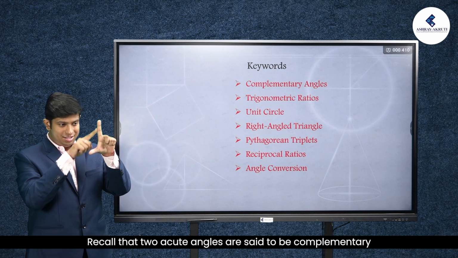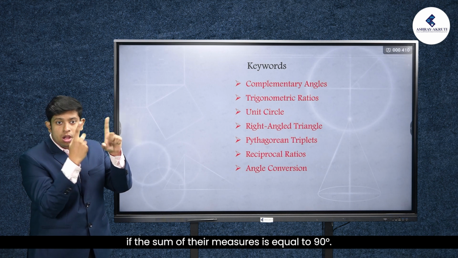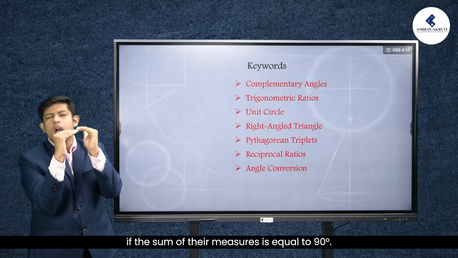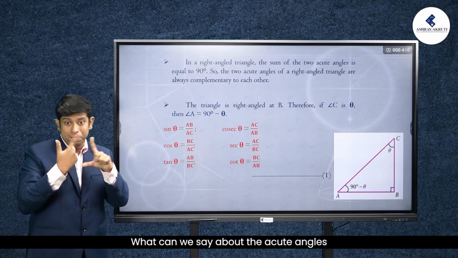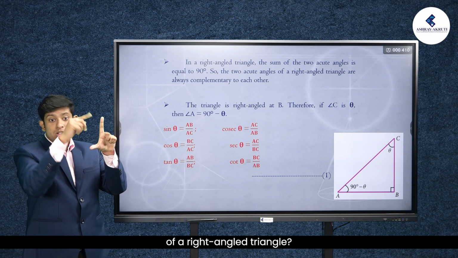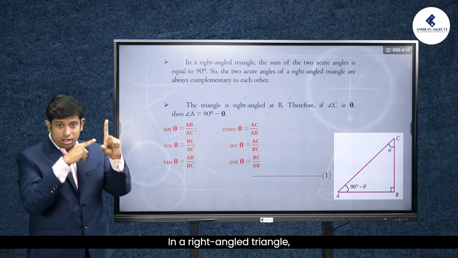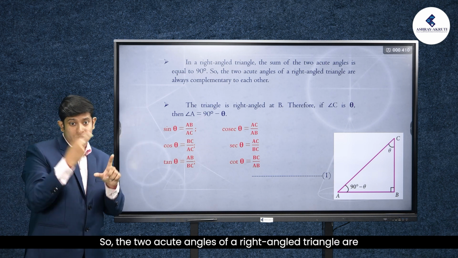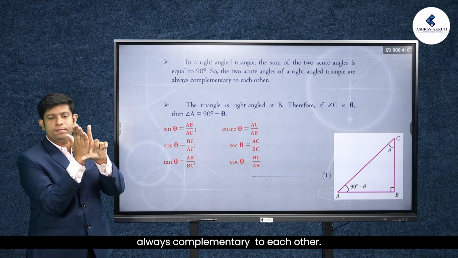Recall that two acute angles are said to be complementary if the sum of their measures is equal to 90 degrees. What can we say about the acute angles of a right angle triangle? In a right angle triangle, the sum of two acute angles is equal to 90 degrees. So, the two acute angles of a right angle triangle are always complementary to each other.